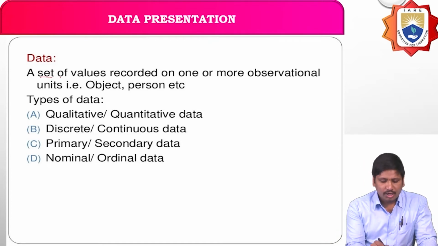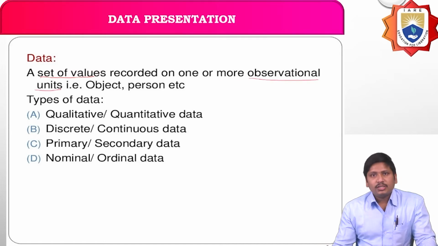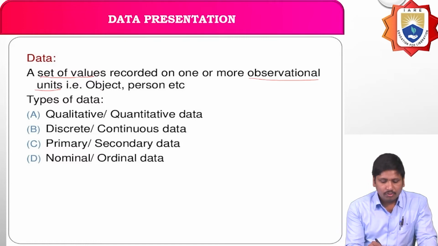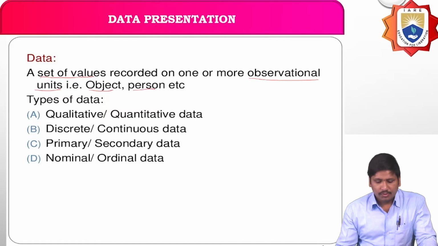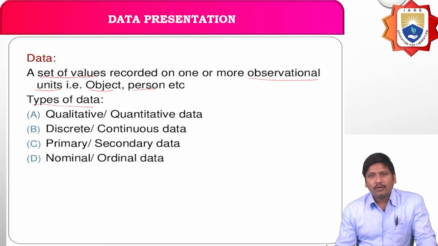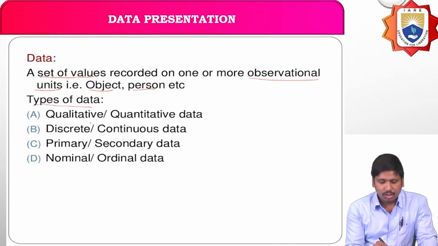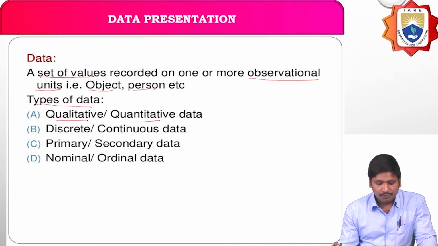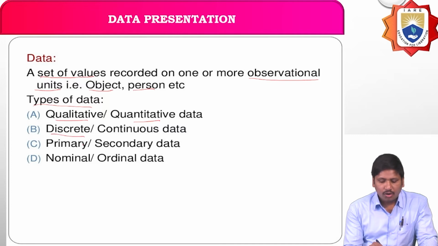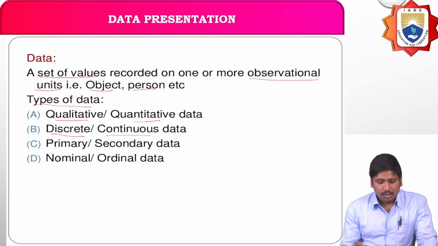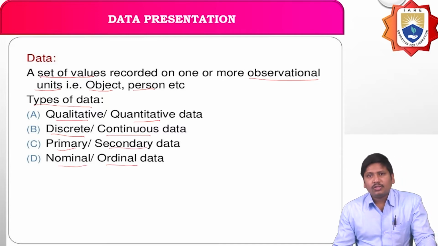So data is a set of values recorded on one or more observational units. Examples are an object or a person; any real world entity should be considered as data here. And there are different types of data: quantitative, qualitative, discrete, continuous, primary, secondary, nominal, and ordinal. These are the various types of data that are available.